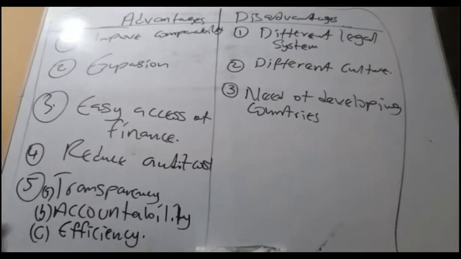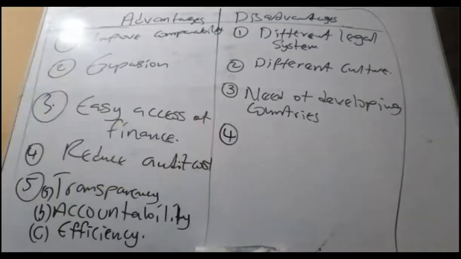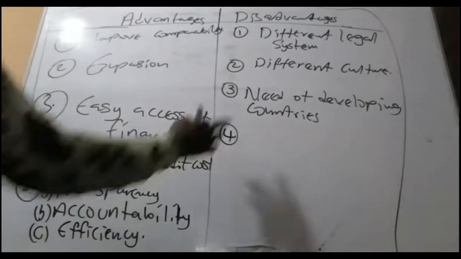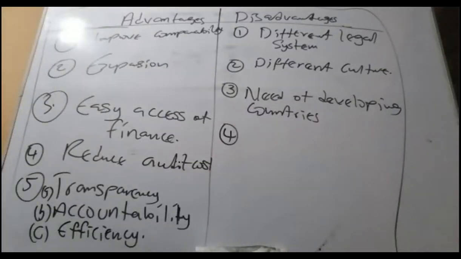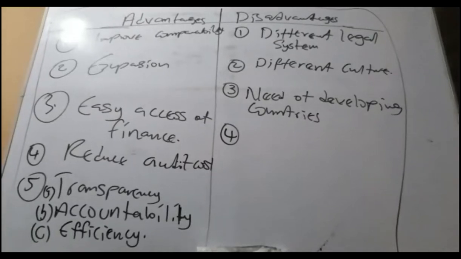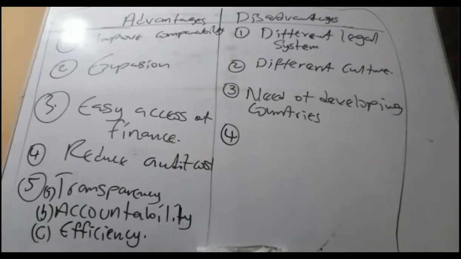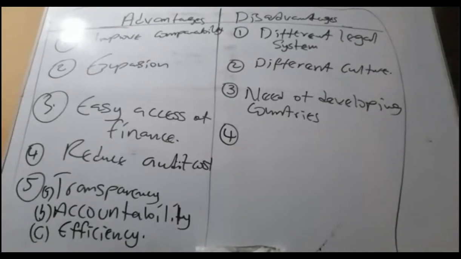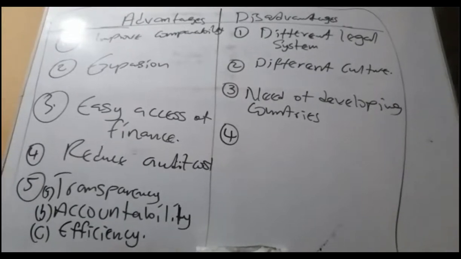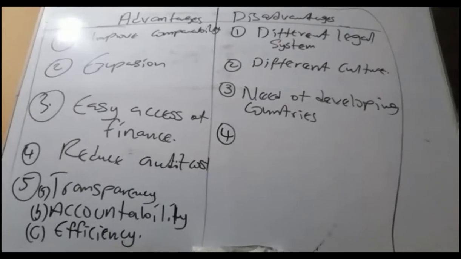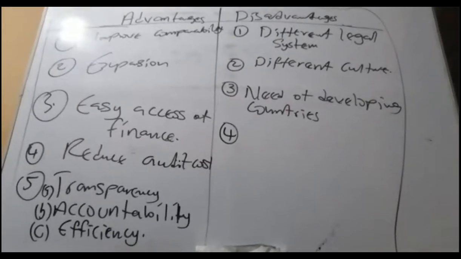That is it. Now the fourth one we can talk about. Sorry, the third one we said the need of developing countries. Now the developing countries don't need the IFRSs. It will not solve the poverty. It will not construct the road for them. It will not solve the injustice. The developing countries, such as some parts of the African and then the Asian countries, they don't need the IFRSs.